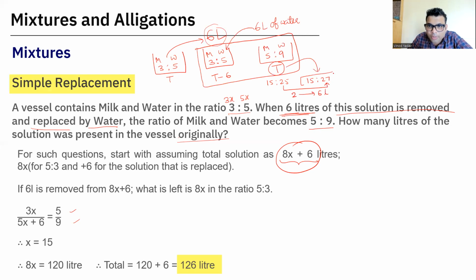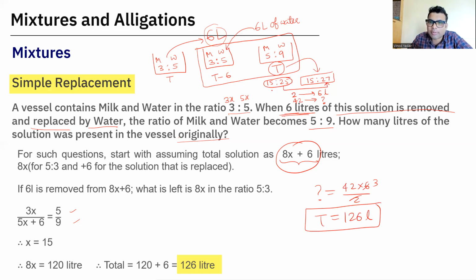So 15 plus 27 is 42. If 2 corresponds to 6 liters, 42 corresponds to how much? It is 42 into 6 divided by 2. 42 3s are 126. You can take the help of this 15 plus 25 also, that is 40 parts. That will be 120, but that is T minus 6 now. So T minus 6 is equal to 120. So T is 126.